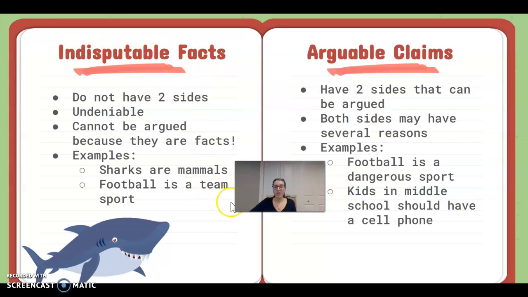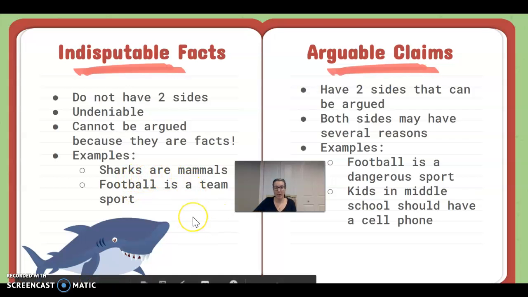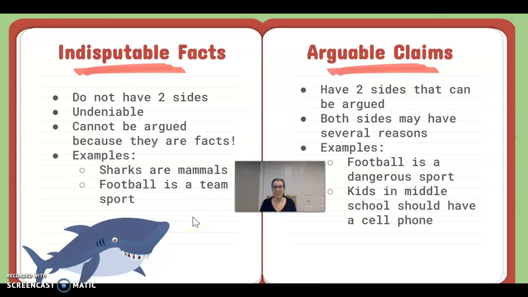So these facts are not disputable. They cannot be argued. They do not have two sides. They're undeniable because they're facts. For example, sharks are mammals. That's just true. It's just a fact. Nobody can say sharks are not mammals. Well, you can say it, but it wouldn't be true. Another example is football is a team sport. It's true. If you play football, you're on a team. It can't be argued.